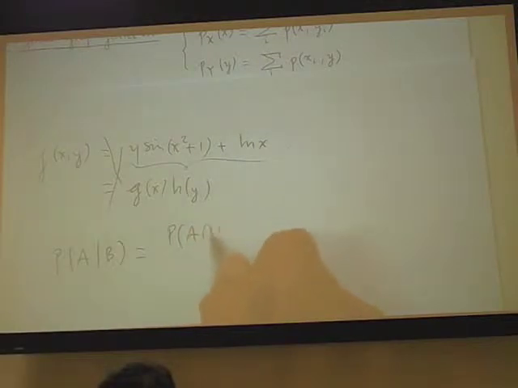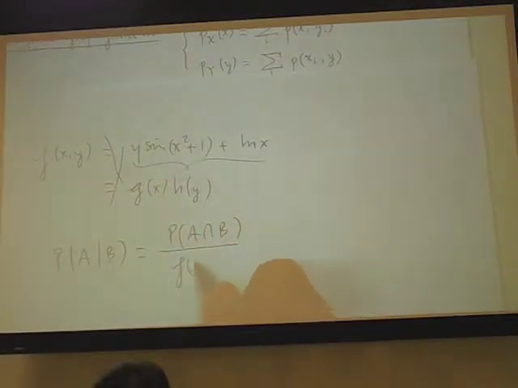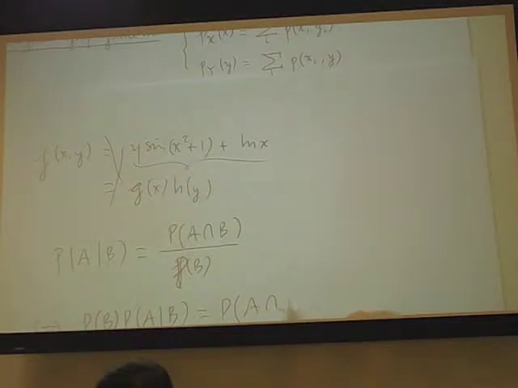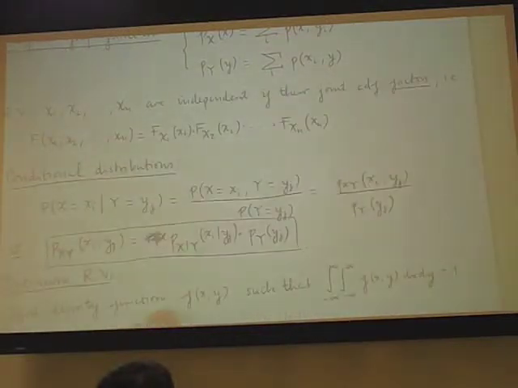Probability of A intersect B, right? Divided by probability of B, right? Or if you cross multiply, then this is the same thing as saying the probability of B times probability of A given B right here is probability of A intersect B, right? Same thing.